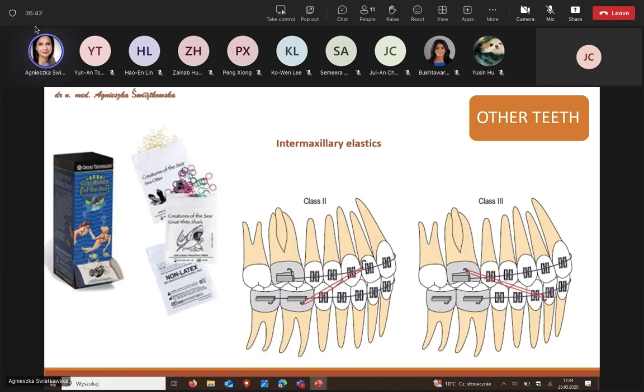Once again, class 2, class 3 elastic. Usually we give this elastic in packs, and we ask the patient to wear it on each side, usually a few hours per day and during the night.